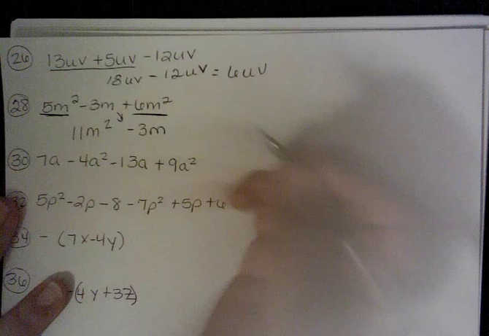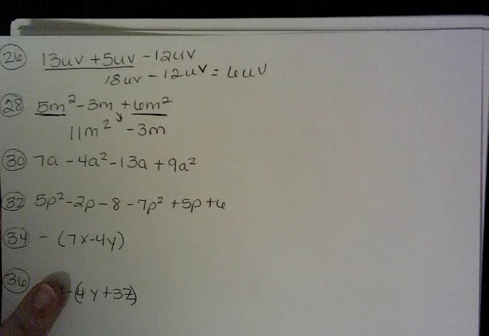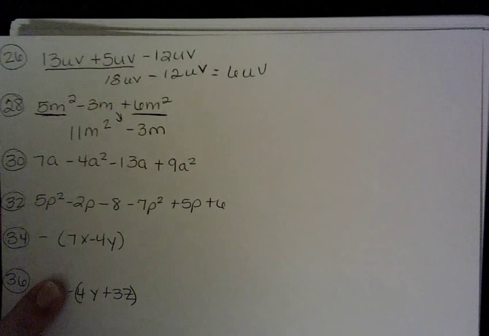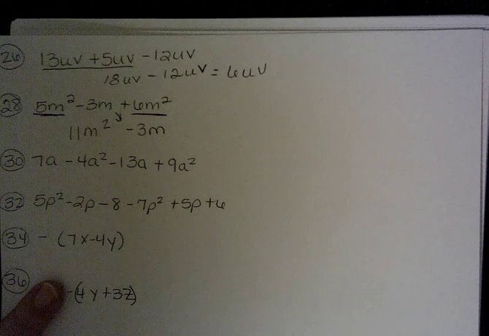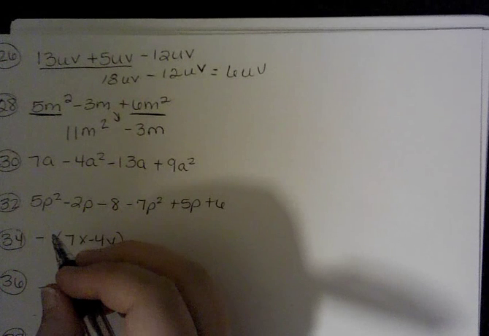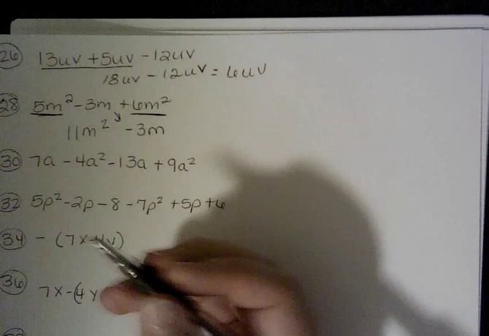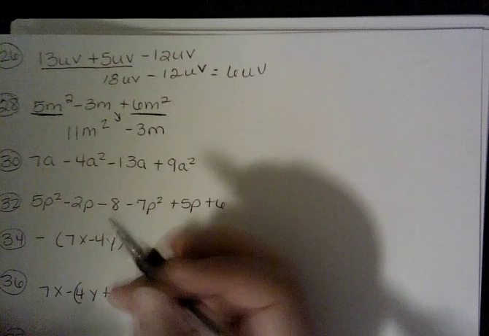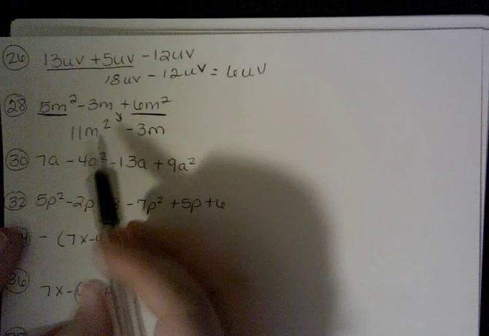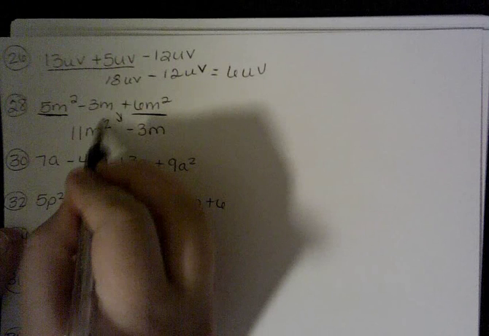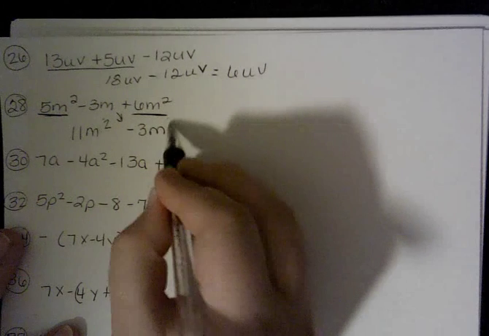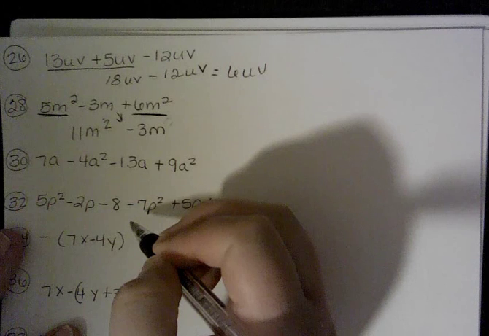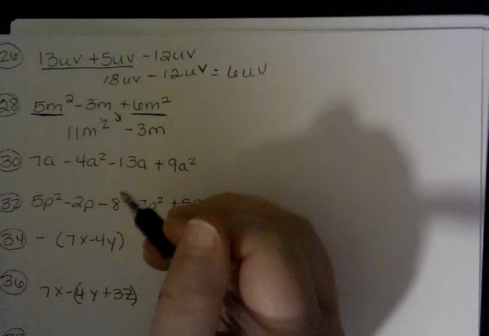I will go ahead and let you know that your terms are normally written in what's called descending order. We'll learn more in section 5.3, but in descending order, that means your highest exponent comes first, then your lower exponent. Remember, that's understood to be a 1 there. So just so you know why I put the 11m squared first, that's why.